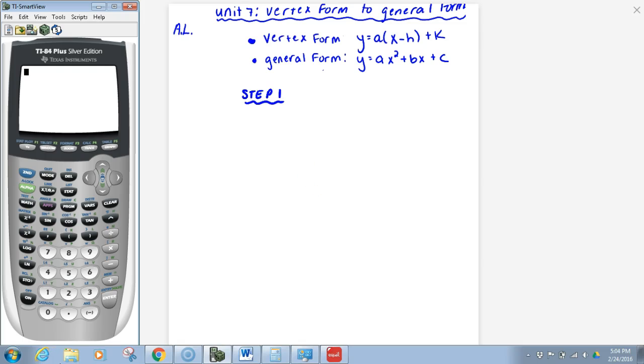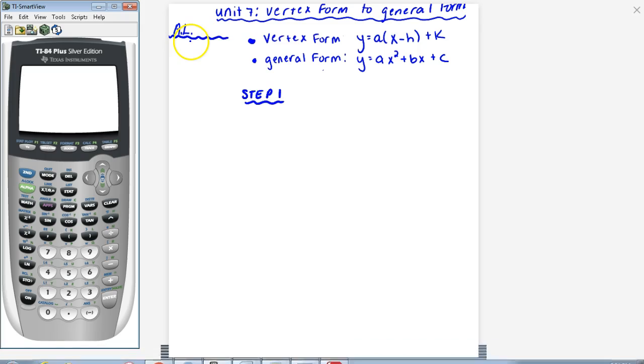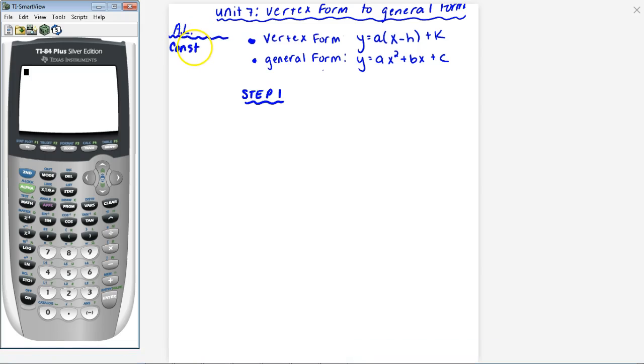There's just a couple of things I want to talk about first, kind of our academic language. One of them I'm going to throw over there is constant. A constant in a formula is a number that's not going to change. So in the first one, the vertex form, A is a constant. It's just going to be a number. H is another constant. It's just going to be a number. And K is another constant. It's just going to be a number.